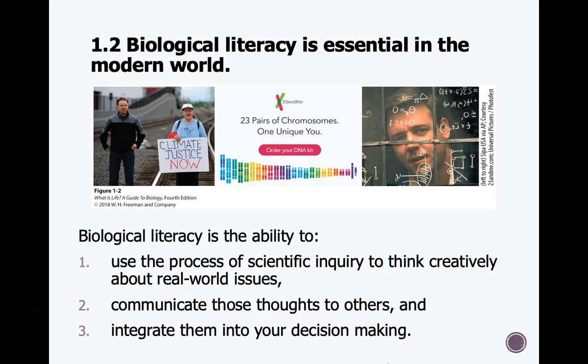So this basic understanding of biology that I'm hoping I'm going to give to you this semester should help you make informed decisions, make you aware of some of the real world issues that are affecting our planet, affecting our people.